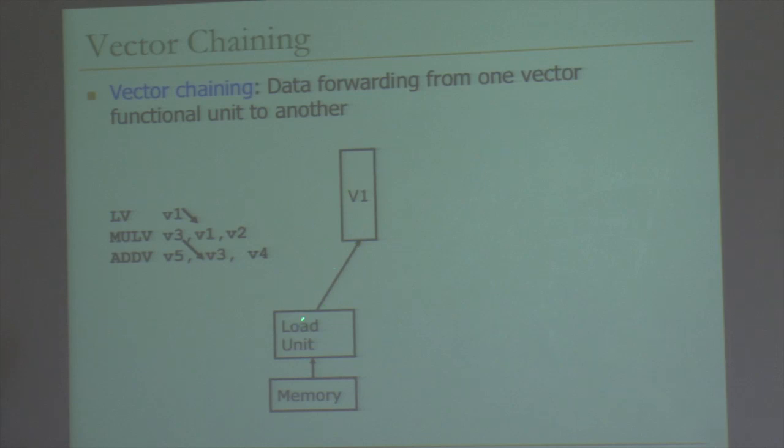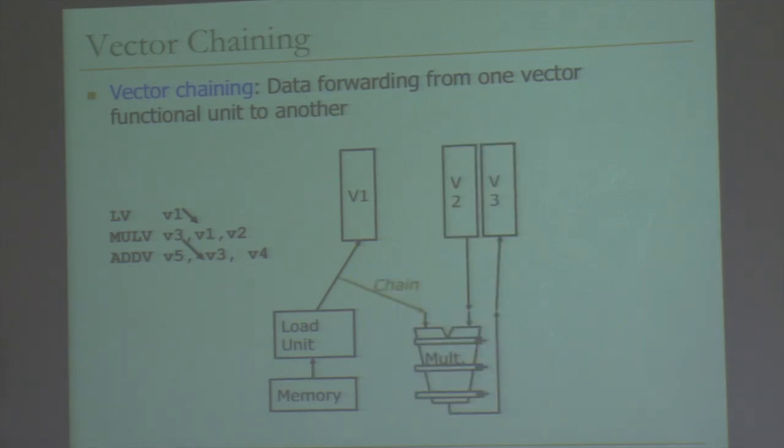When the load unit returns the first element into the vector register, instead of waiting for all elements to be returned to this vector register, we can simply bypass or forward that element to the multiplier. Right? This is the same forwarding that we've seen, done in a kind of different way.